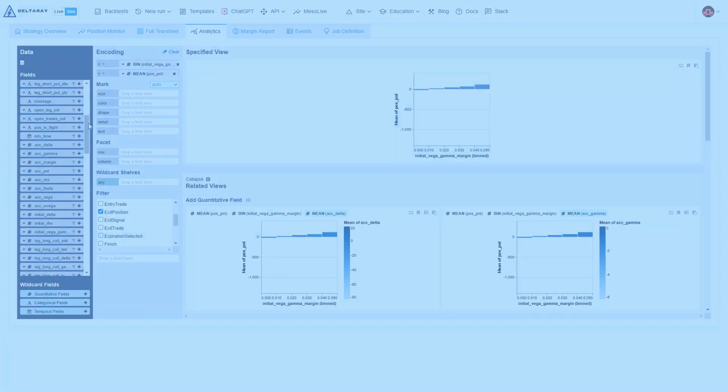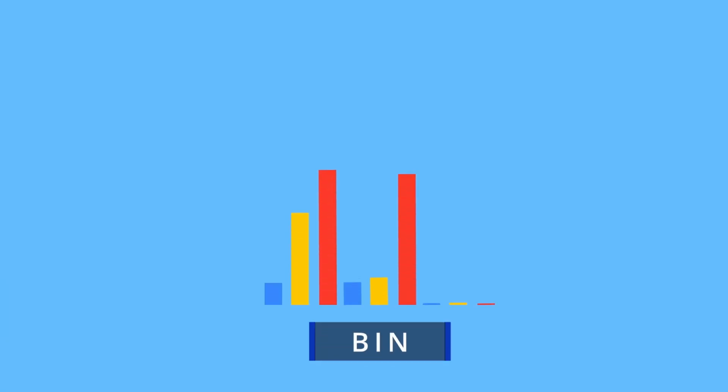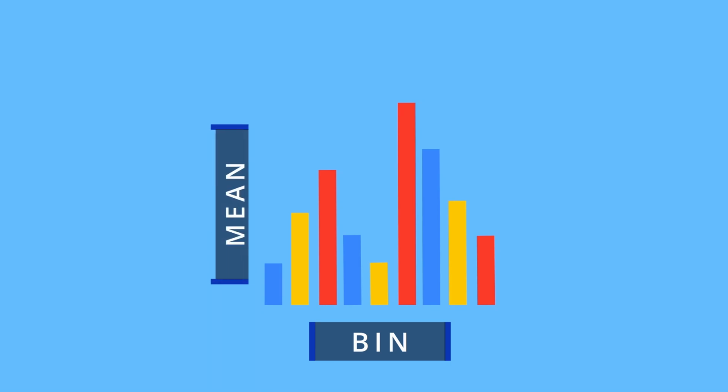But what do these terms mean? Bin. This groups the ratio values into intervals or bins. Instead of plotting every single data point, the values are aggregated into these defined ranges. Mean. This calculates the average value of pos P&L for each bin of ratio. Rather than showing every individual pos P&L value, we display a single average for all the data points in a bin.